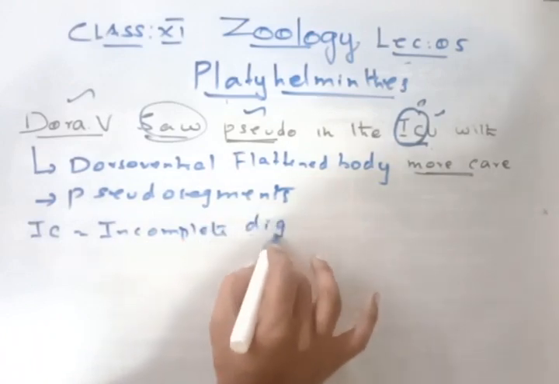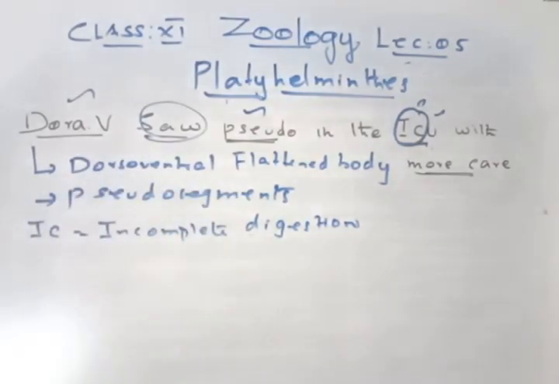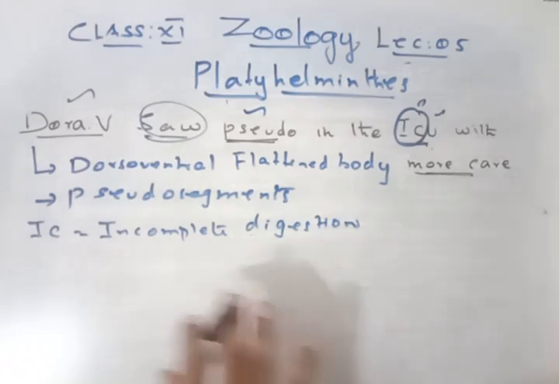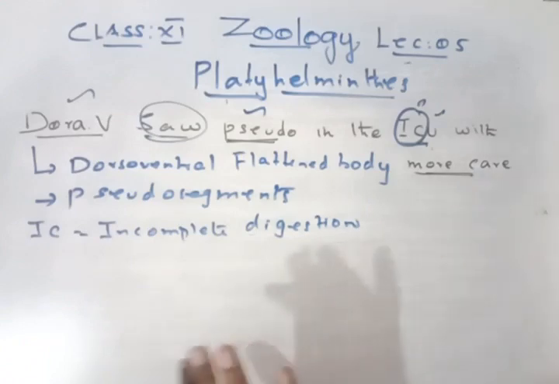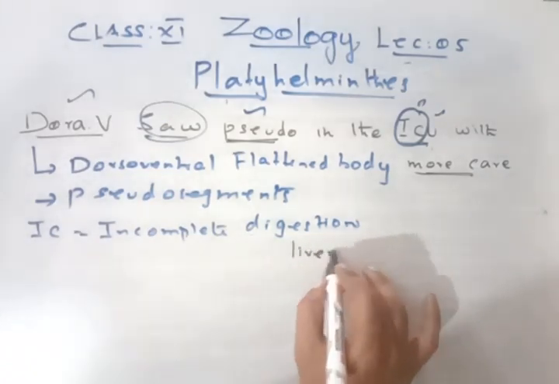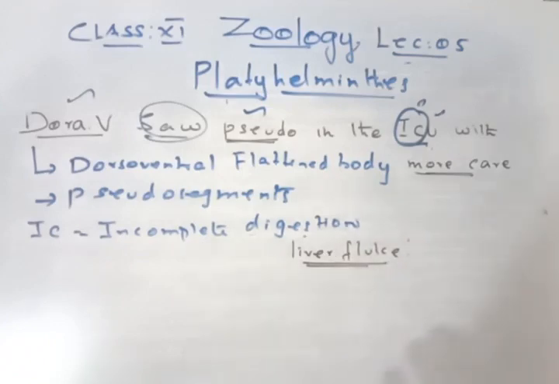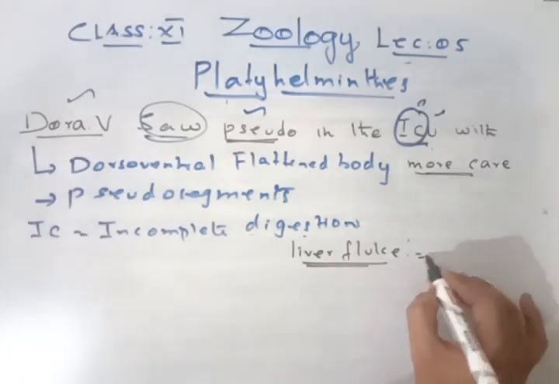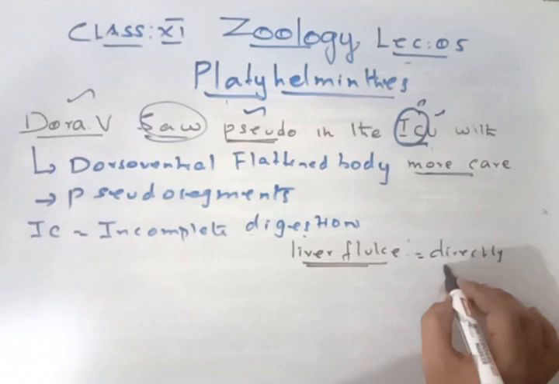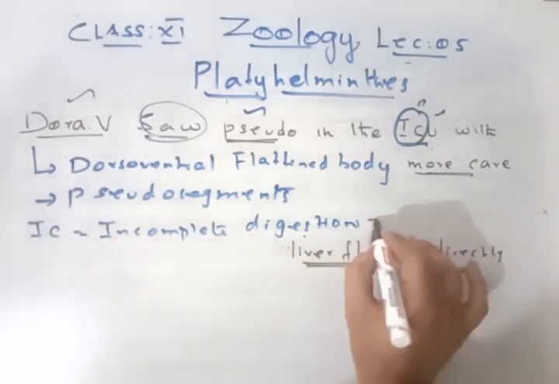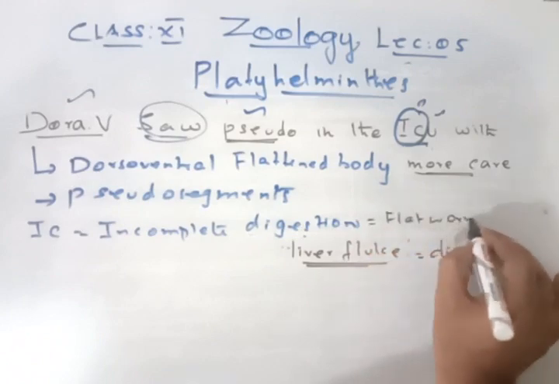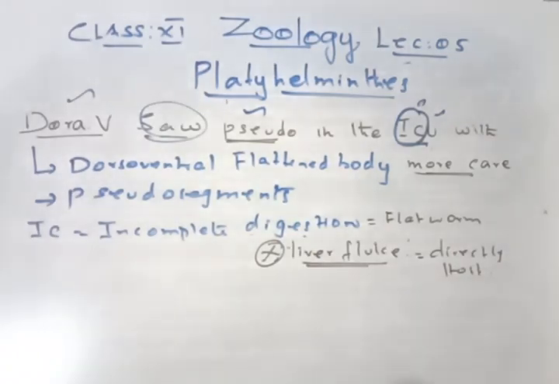Incomplete digestion. Why incomplete digestion? Because it has only one opening. That is the reason for incomplete digestion, we already studied. This is an example of the flatworm. But if you talk about the liver fluke, it will enter into the human intestine and obtain nutrition directly from the host. So this kind of incomplete digestion is in the flatworm, but the only exception is the liver fluke. This alone will take food directly from the host. Understand, right? This point you remember when you talk about IC.